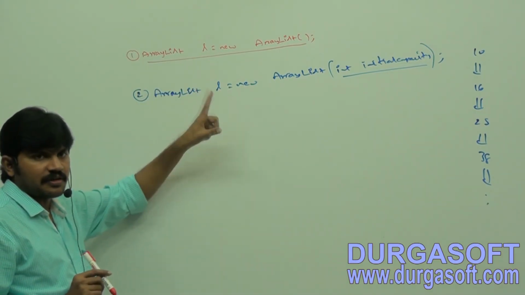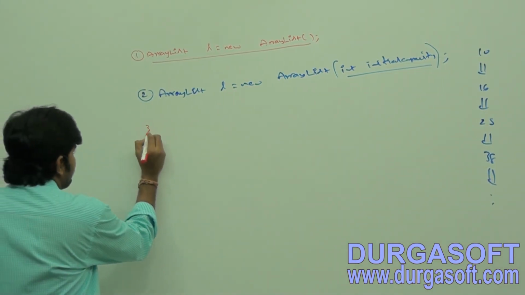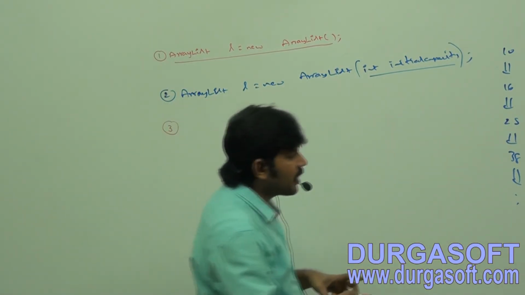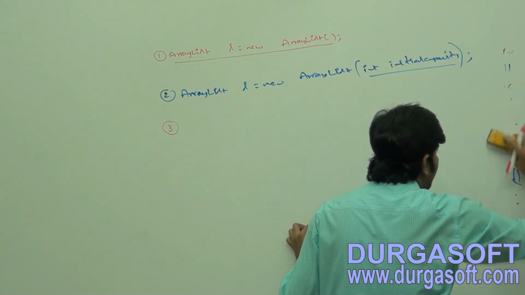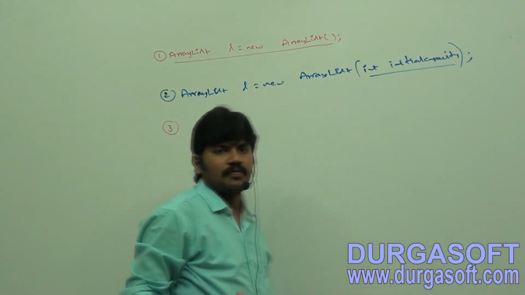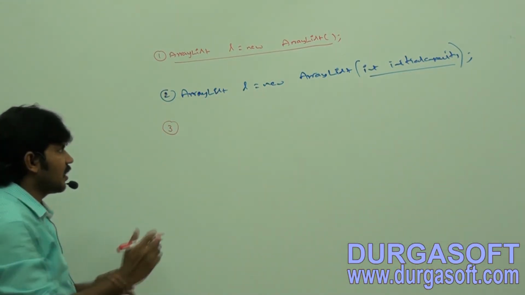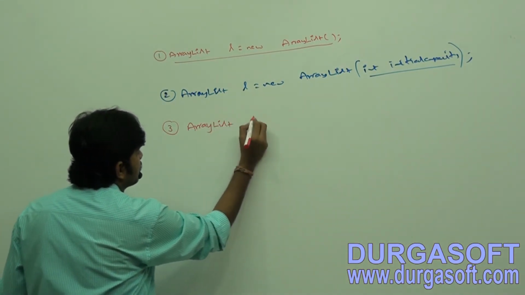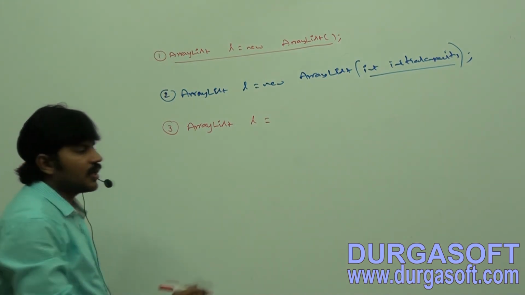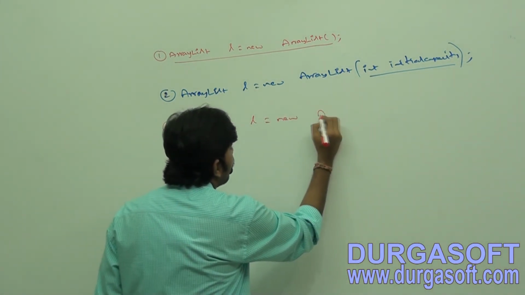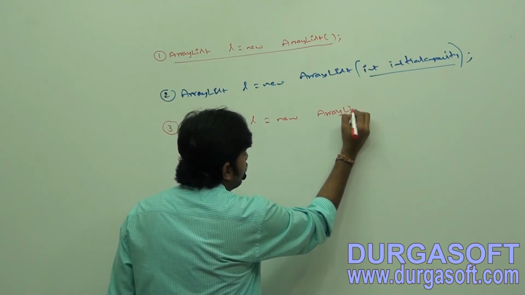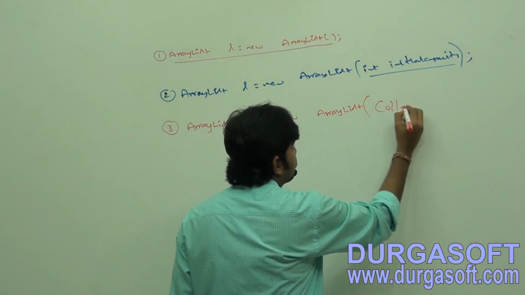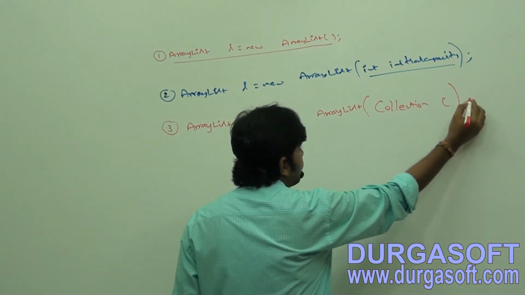Any explanation required? Now the third one, listen. This constructor is very important. Almost every collection class has this type of constructor. ArrayList l = new ArrayList(Collection c). And just observe, Collection c is the parameter.